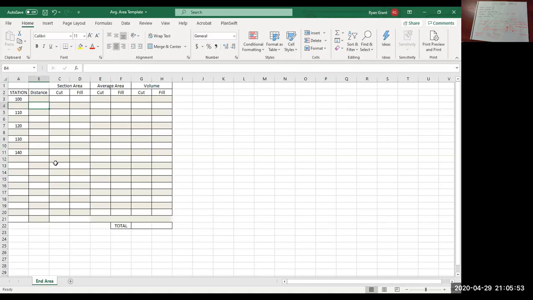So the next column, this distance. So what's that? That's the distance between this station and this station. These are measured in meters. So what's the difference between 110 and 100? Well, you simply subtract one from the other, right? So the difference, the distance between those two, is 10 meters. Notice where I put that number. It's in the row that's between those two stations.